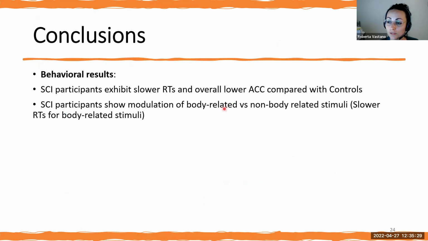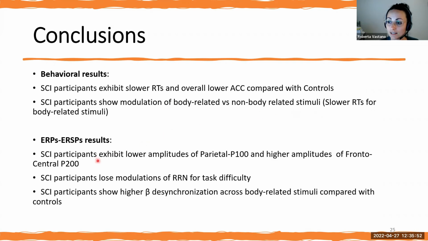So what we can conclude first from our behavioral results is that participants with spinal cord injury have higher reaction times overall and lower accuracy compared with controls. In particular, they show modulation of body-related versus non-body-related stimuli, as their reaction time was lower for body-related stimuli. We found that they exhibit lower amplitudes of the parietal P100 and higher amplitudes of the frontocentral P200. They seem to lose the modulation of the rotation-related negativity for task difficulty, and they show a higher beta desynchronization across body-related stimuli compared with controls.